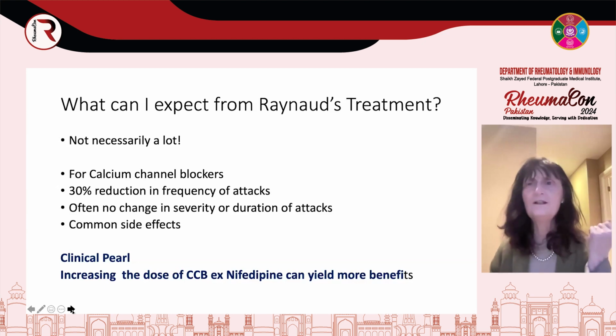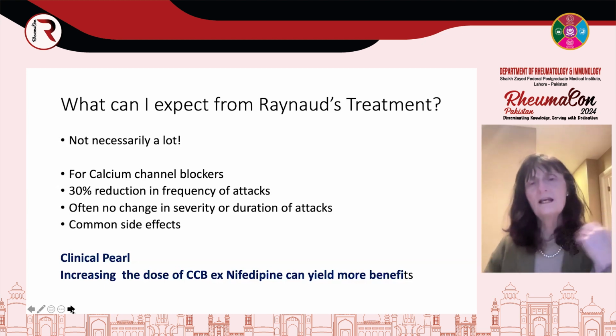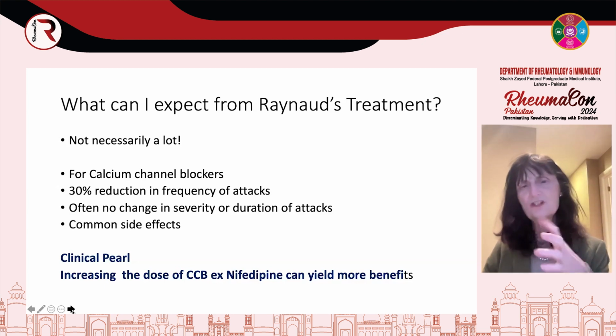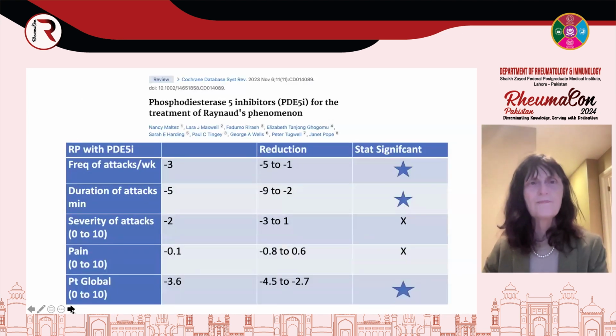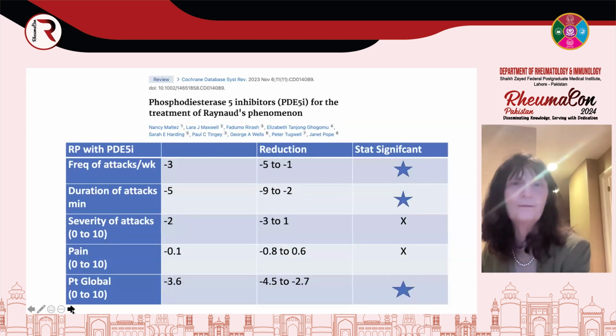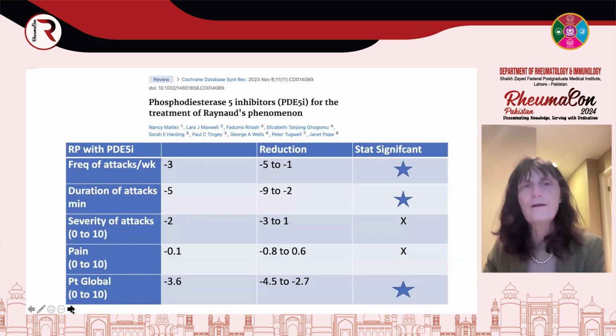So nifedipine, long-acting 30 milligrams. If you double to 60 milligrams, if it's tolerated and there's still a lot of Raynaud's, you might get more benefit, or even 90 milligrams. But side effects can increase as we go up on the dose. So this is just showing from our recent systematic review that we published in November.